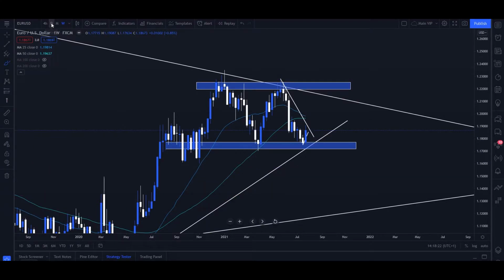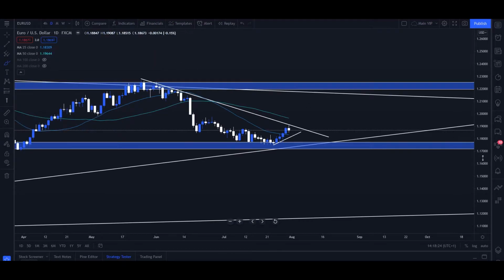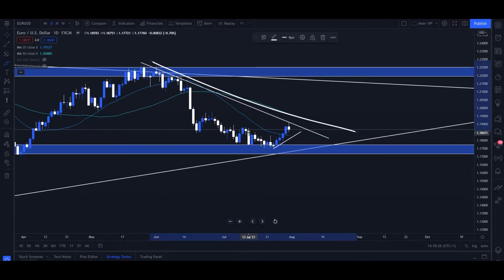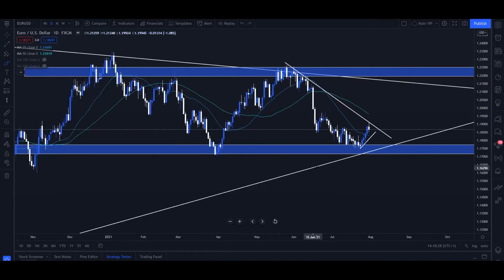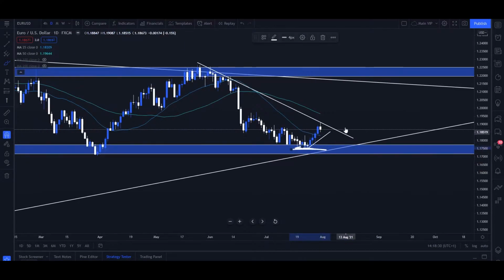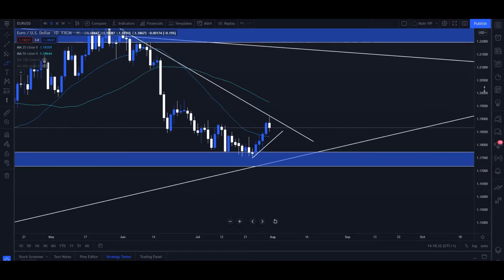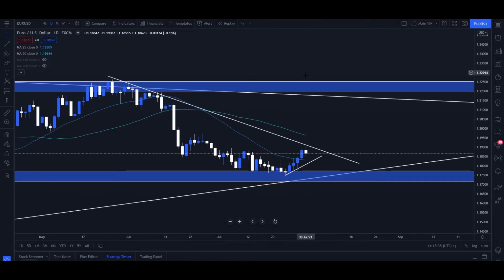Now, let's move on to the daily time frame. The daily time frame has a lot of information. It's trending towards the downside and trending towards the upside, bouncing off this area of support, right? So what can we do? Where can we place a trade?